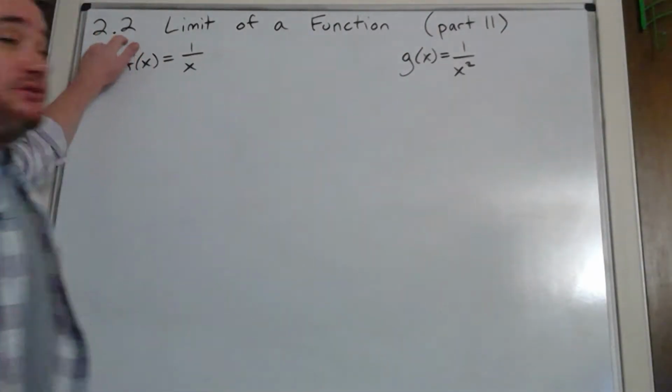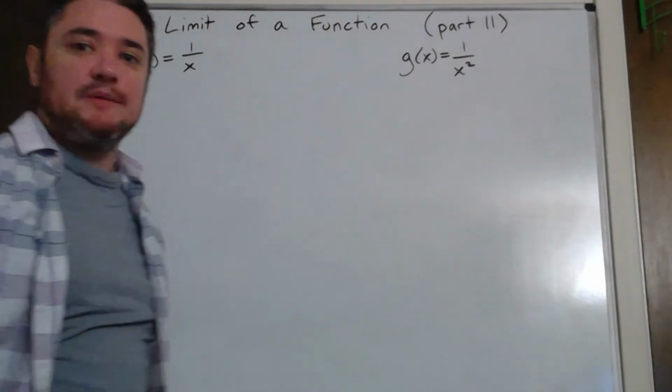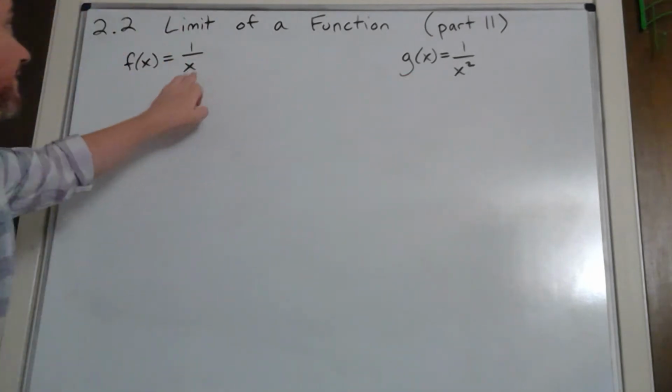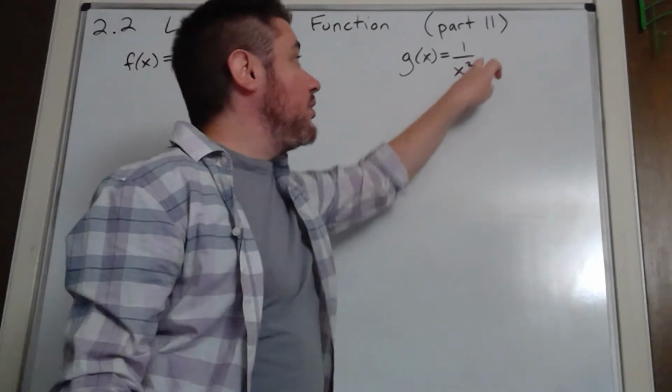All right, back into section 2.2, still talking about limits of a function. I'm just trying to break the videos up a little bit. So let's look at these two functions. f of x is 1 over x, sometimes they call this the reciprocal function. Then I've got g of x here, which is 1 over x squared.